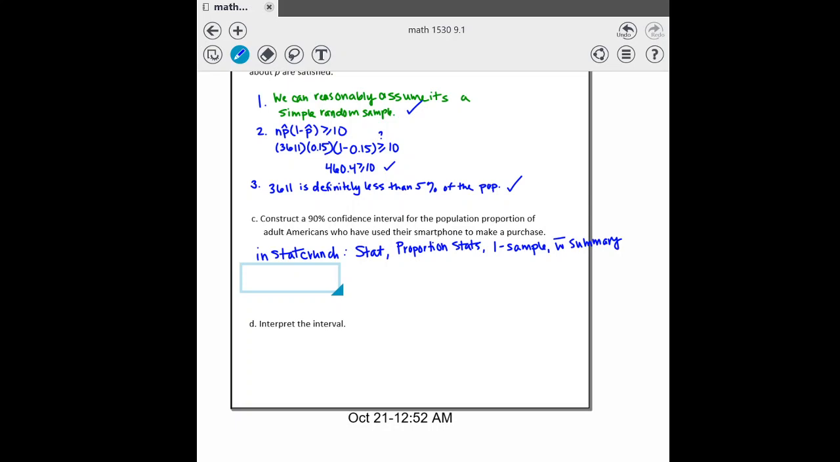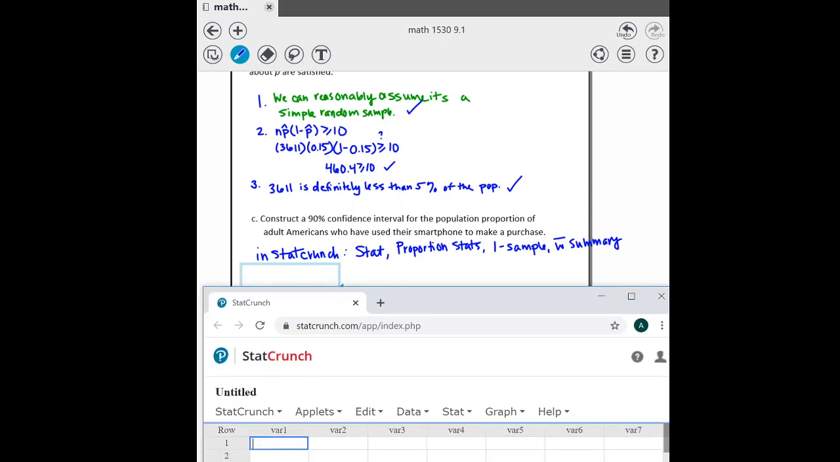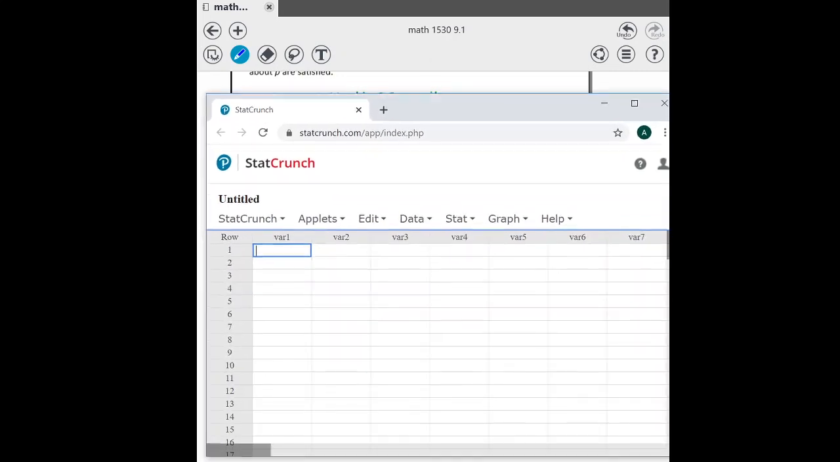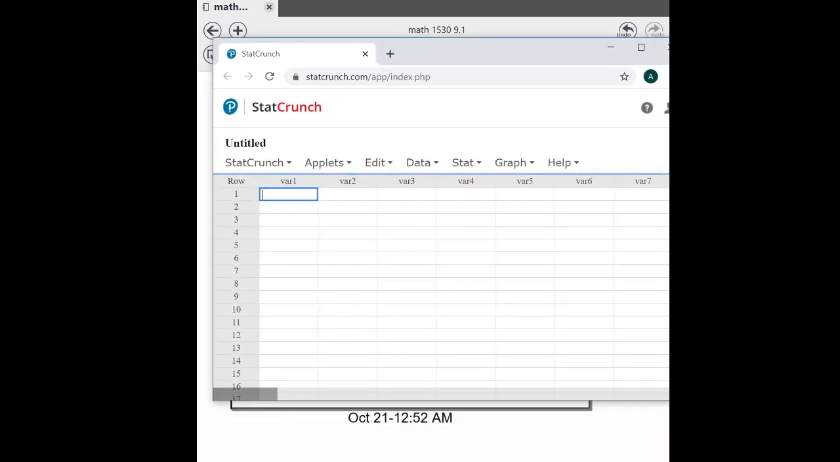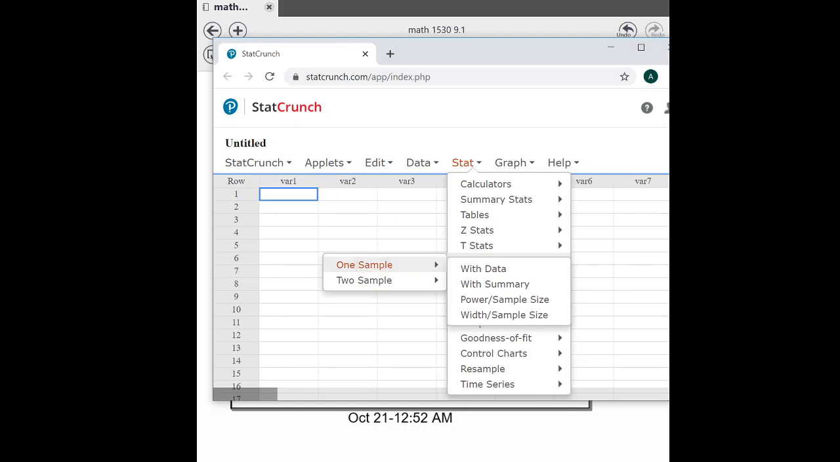Okay, so I'm going to pull up StatCrunch here. I think I have it. Yeah, okay. So, can you guys see that? No. Okay, so we're going to do Stat, Proportion Stats, one sample, and we're going to choose with summary. If we had data to work with, we would choose with data, but we're going to do with summary.